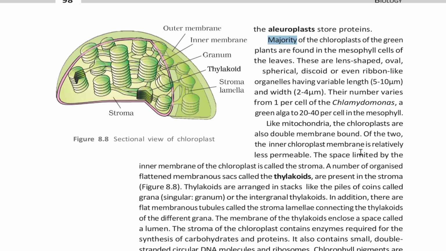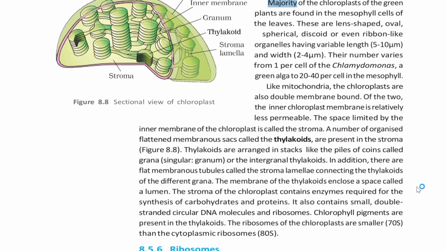These are lane-shaped, oval, spherical, discoid, or even ribbon-like organelles having variable length, that is 5 to 10 micrometer, and width 2 to 4 micrometer. Their number varies from 1 per cell of the Chlamydomonas, a green alga, to 20 to 40 per cell in mesophyll. Like mitochondria, chloroplasts are also double membrane bound.